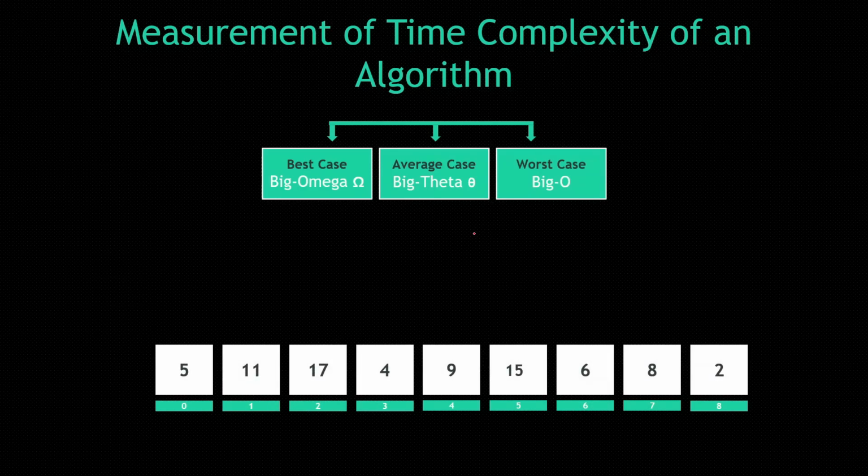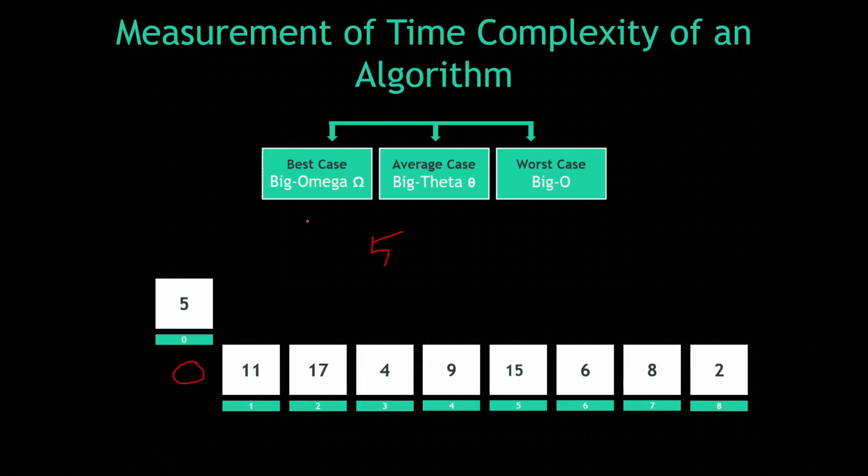Suppose we have an array and we need to find the value 5 by using linear search. In linear search, we check each of the elements of the array from index 0 until we find our desired item. At the beginning of the search, we could get our desired item. This is the best case complexity.